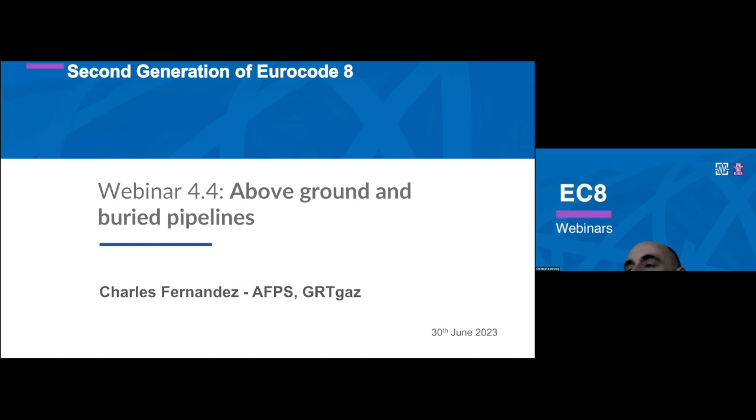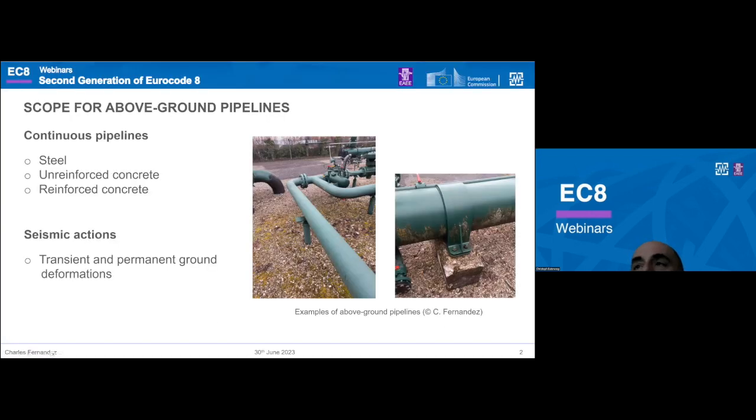At first, we have to think about what is needed and what is the scope for the different pipelines. So we have to consider continuous pipelines in this part 4, and the materials that are covered, similar to the silos and also tanks, are steel, unreinforced concrete, and reinforced concrete.